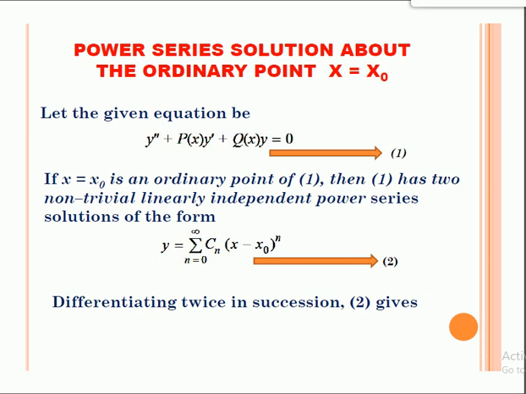Now I am taking the ordinary point. So let this be the standard form of the differential equation, with x equal to x naught as the ordinary point of the given differential equation. Obviously it is second order, so I have two non-trivial linearly independent solutions. That means two solutions will be there.